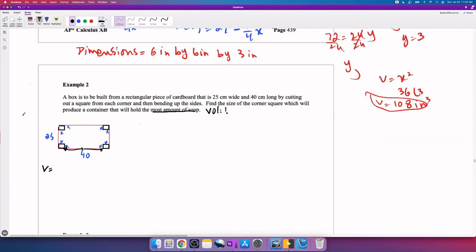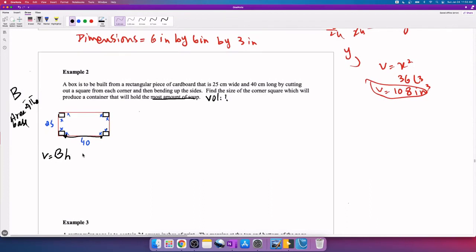So after we figure out what the equation is. I already told you in the first example, the general formula for the volume is B times H. What is big B? Big B is the area of the base. Just remember that, the area of the base. So let's find out what the base is. The base looks like a rectangle to me. The width is 25 and the length is 40.